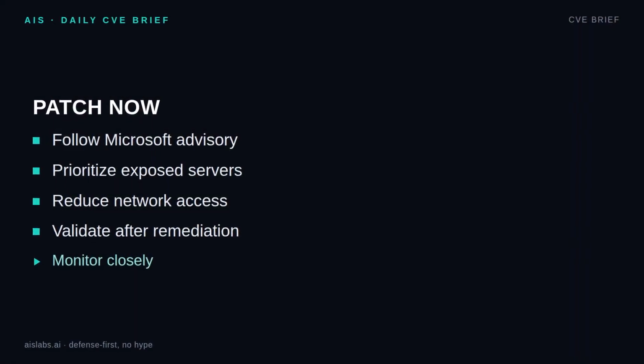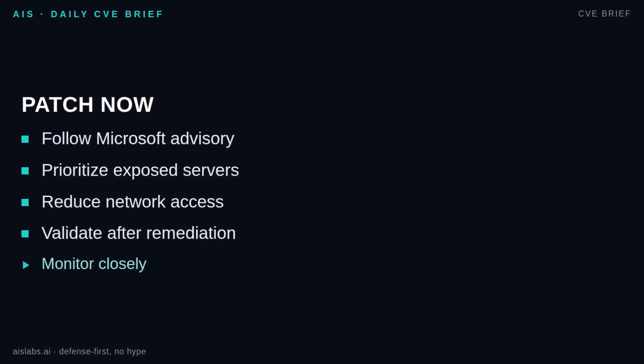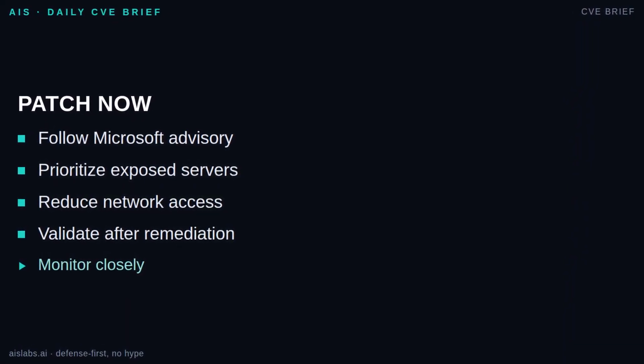The remediation plan should be simple and disciplined. First, follow Microsoft's official guidance for CVE-2026-58644 and apply the relevant updates or mitigations for your SharePoint server environment. Prioritize internet-facing and broadly reachable servers first. Then, move through internal systems based on business criticality and exposure.